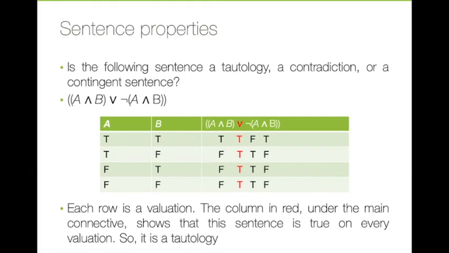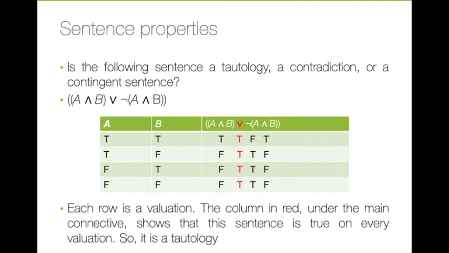So here's the kind of thing we can test with a truth table. We can ask of some sentence, is it a tautology, is it a contradiction, or is it a contingent sentence? So our first example will ask us to look at this sentence. It's a disjunction as the main connective, and it's a disjunction of A and B or not A and B.